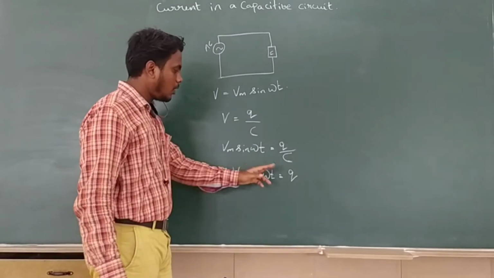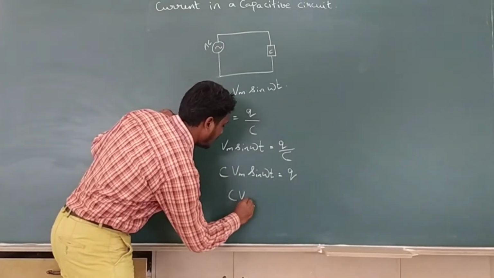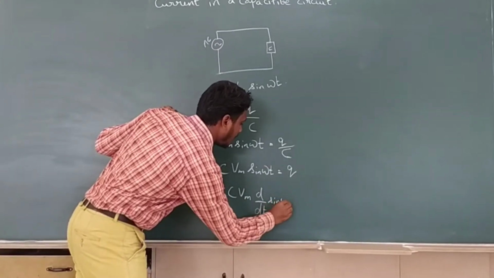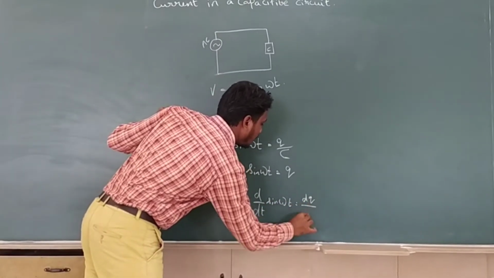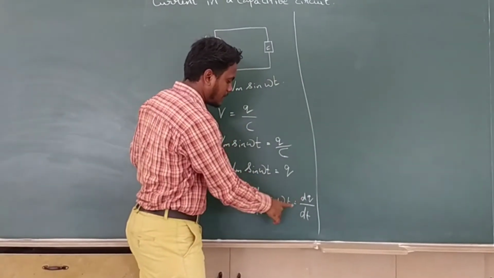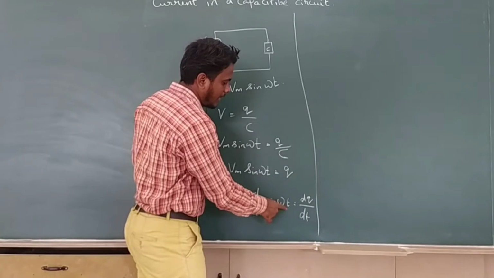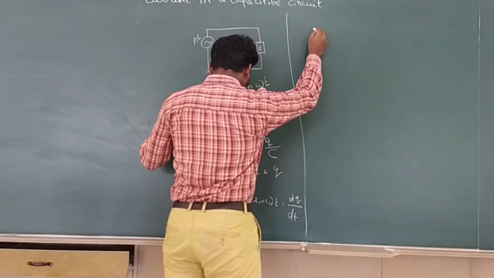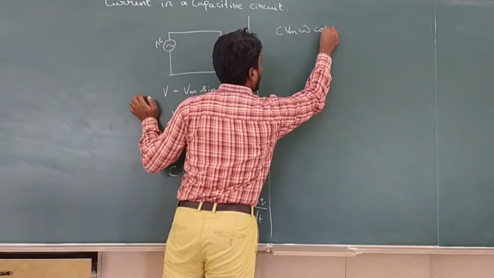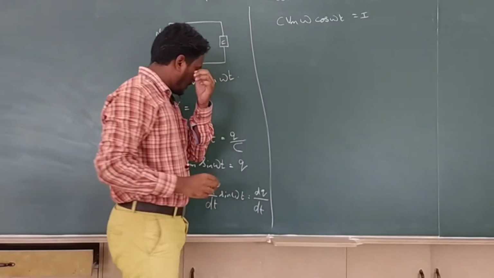Now let me differentiate on both the sides with respect to time. So C Vm d by dt of sin omega t equal to dq by dt. Fine. What is dq by dt? We know that dq by dt is current. And what is the derivative of sin omega t? Differentiation of sin is cos and omega t gives omega. So what do I get? I get C Vm omega cos omega t equal to I. Do you understand this?